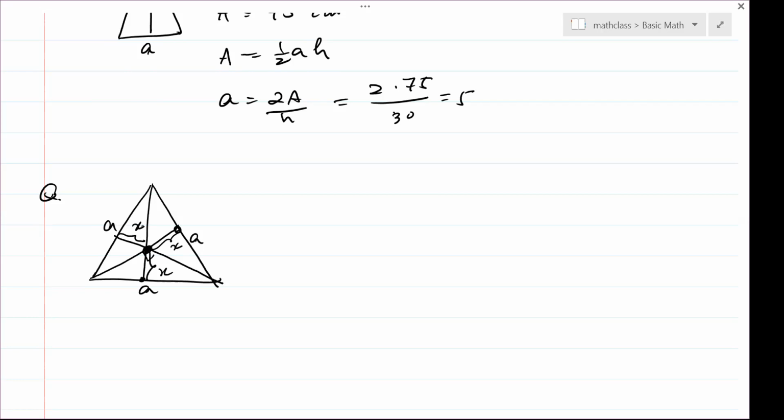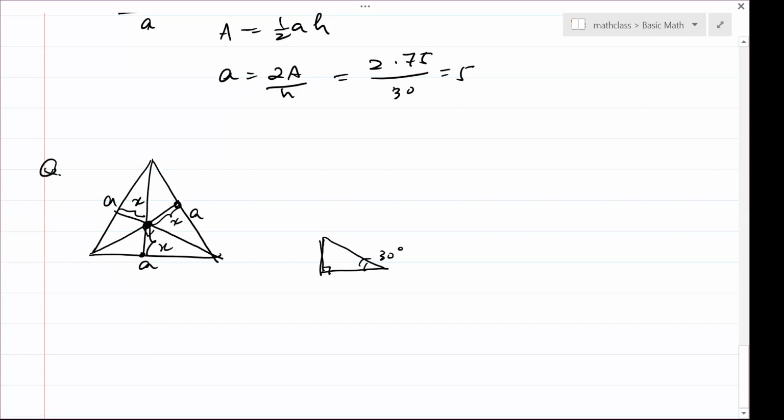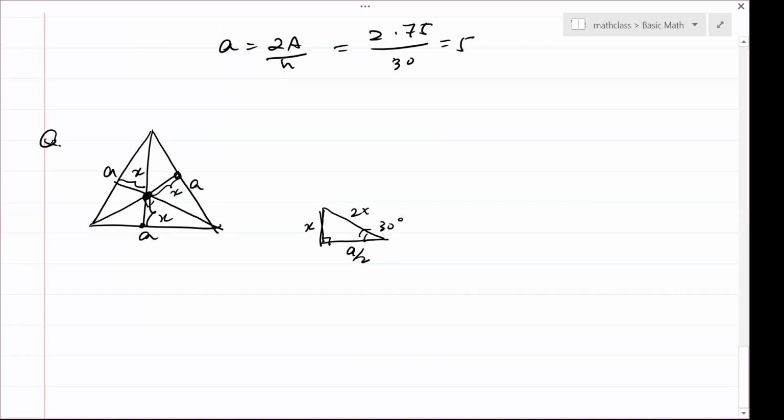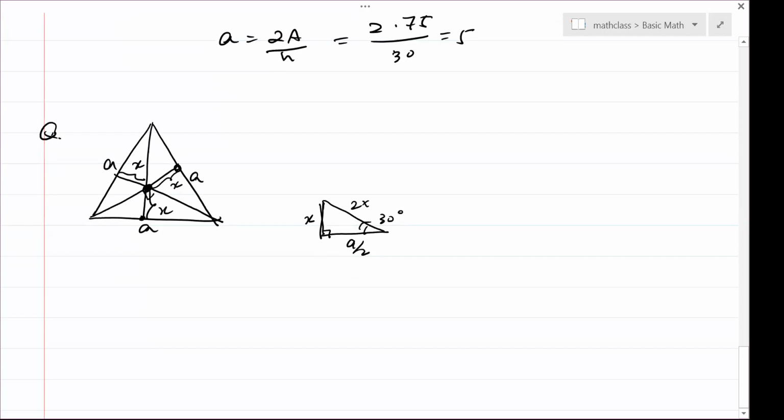If you recognize this is a right triangle, and not only that, if you know this is 30 degrees, because this divides the angle equally. In the equilateral triangle, each angle is 60 degrees, divided by 2 is 30 degrees. And here's half of A. That is X. Now for the special triangles, I keep saying that these two sides are related, X and 2X. As long as you're given this, then you can solve the problem.